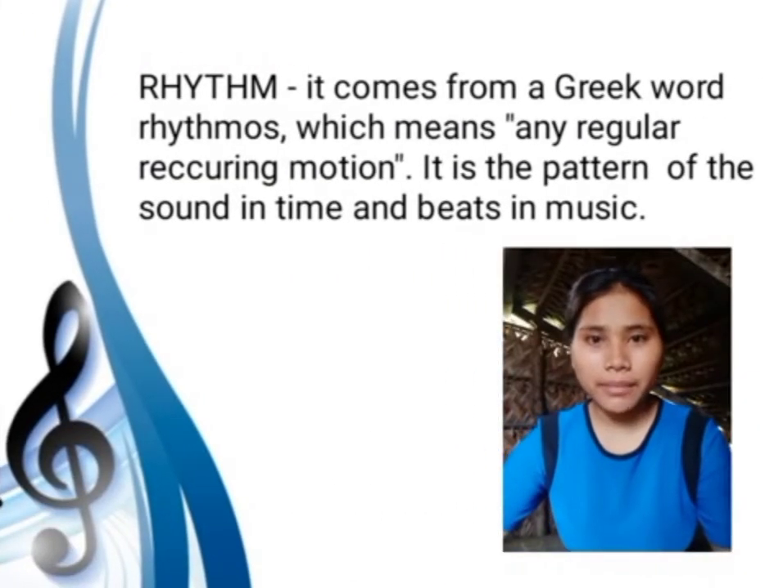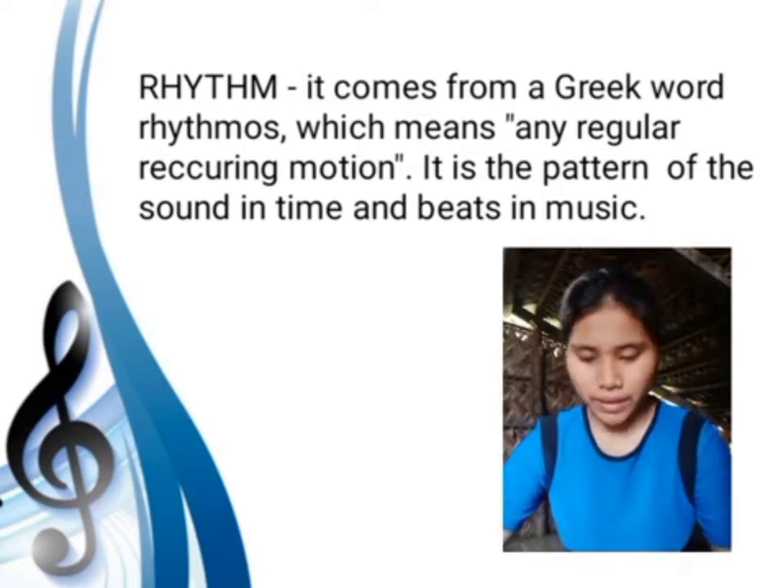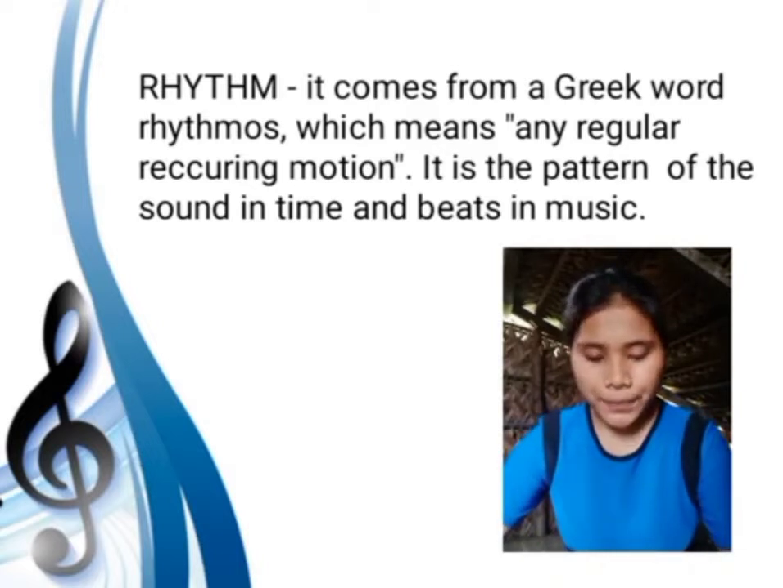The next element is rhythm. From the Greek word rhythmos, which means any regular recurring motion, a pattern of the sound in time and beats in music. It means that it is a systematical arrangement of musical sound according to duration in music.